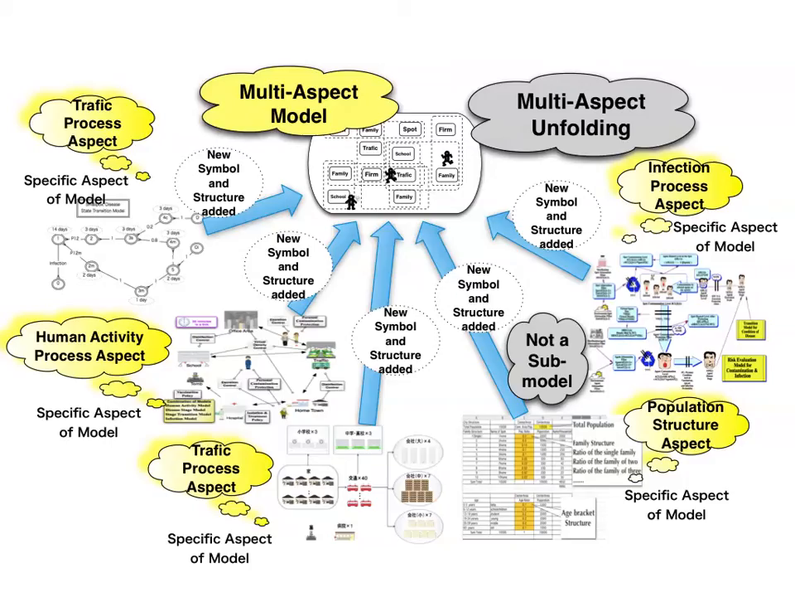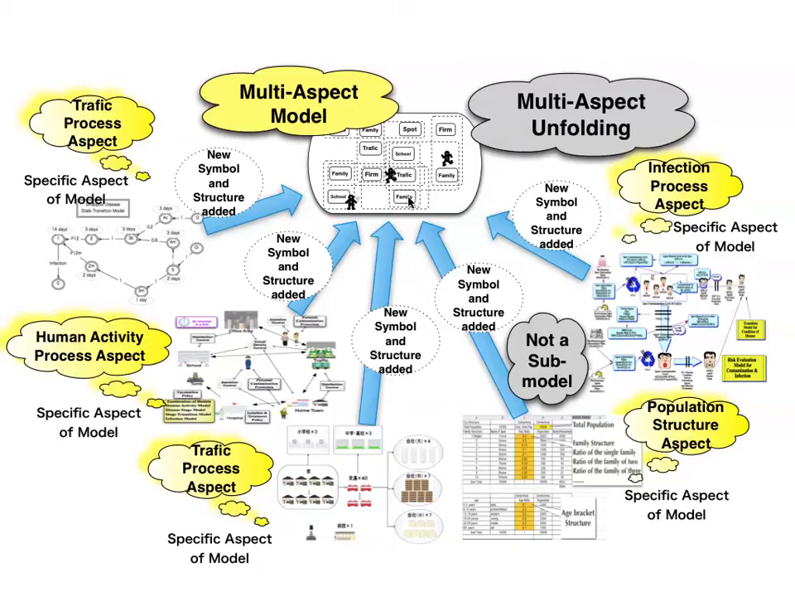And also, multi-aspect unfolding. That is another important aspect. For constructing a model, we introduce a human activity process model and a traffic process model, and also an infection process model, and also a population structure model. These are micro process models.